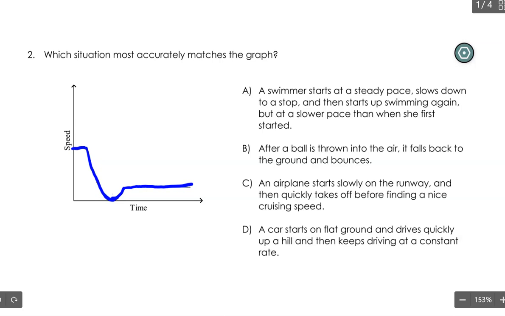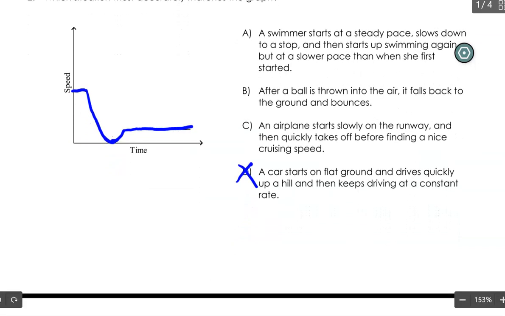So, car starts on flat ground, right? He's just driving constant speed, then he drives quickly up a hill. Well, this is going down, right? And then it's going back up. So, D is incorrect. Read these 3 other answer choices and try to match that to the graph, just like I did with choice D. Okay, and that's how you do number 2. Okay, we're going to go down to number 3 now.